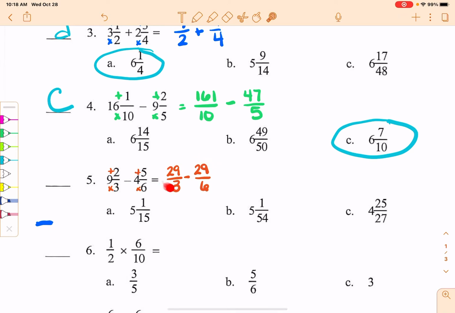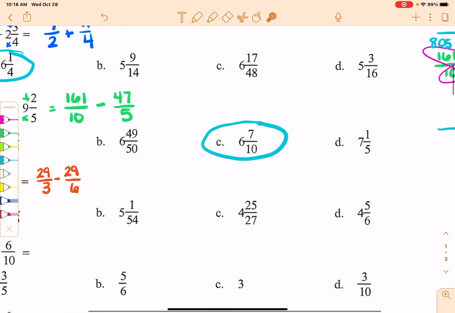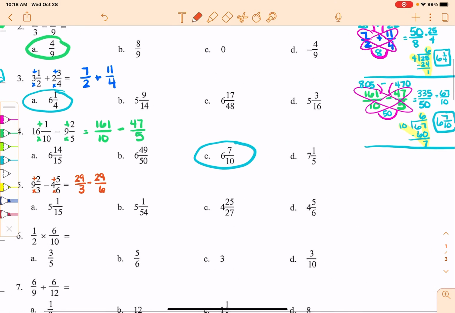Now that they're both fractions, I'm going to go over to the side over here and set it up for the butterfly method. So I have 29 over 3 minus 29 over 6.